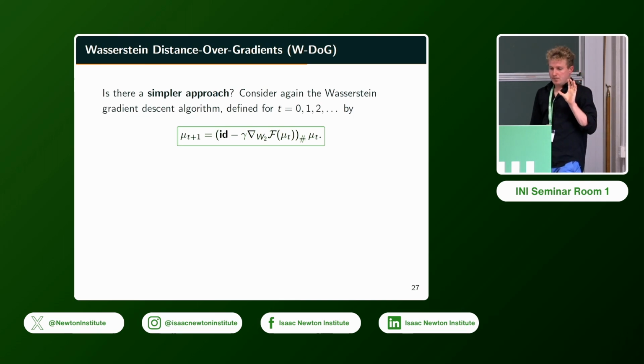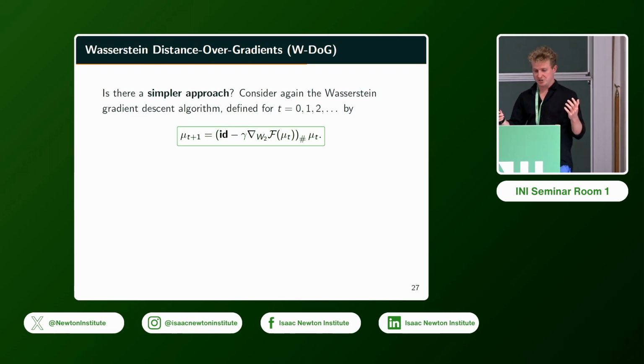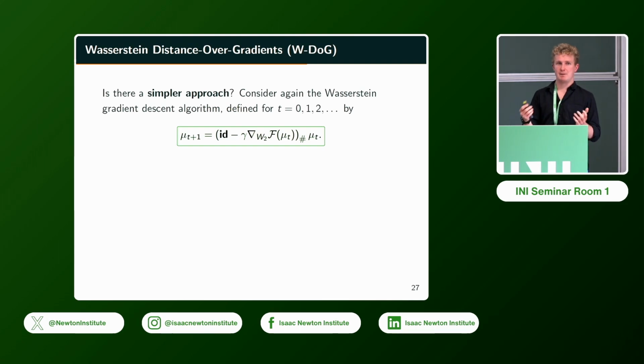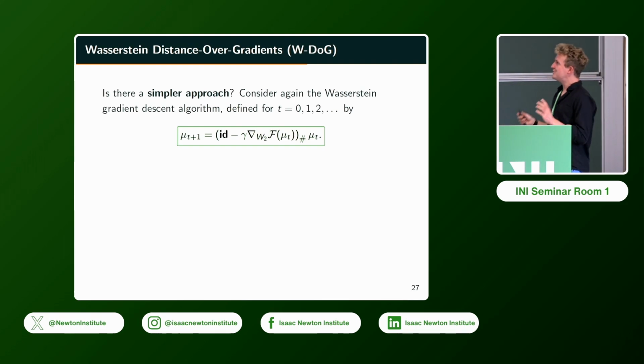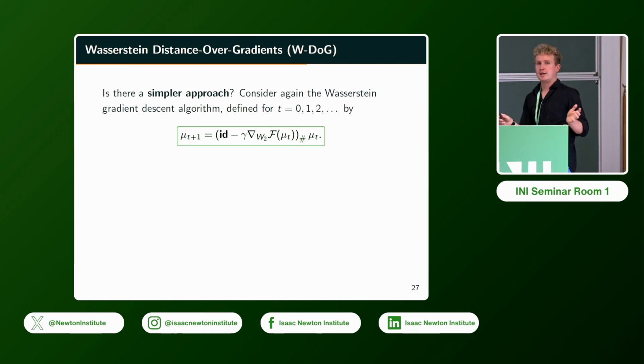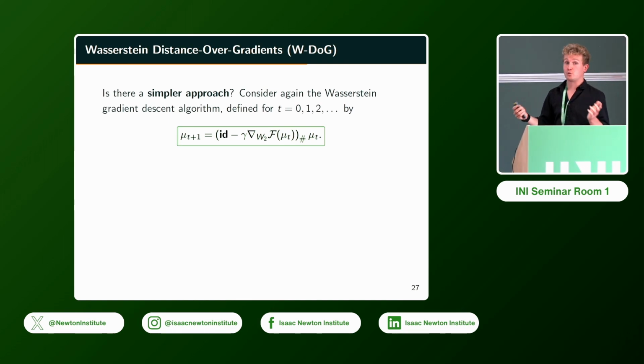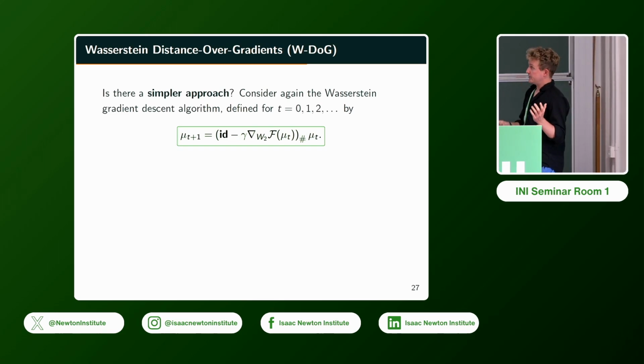Okay, so we might be asking, is there a simpler approach than this? This coin betting construction is nice, it's powerful, it's interesting just because it's very different to other algorithms, but is there something simpler which looks more akin to, I don't know, gradient descent with some kind of adaptively set learning rate? And the answer is yes.